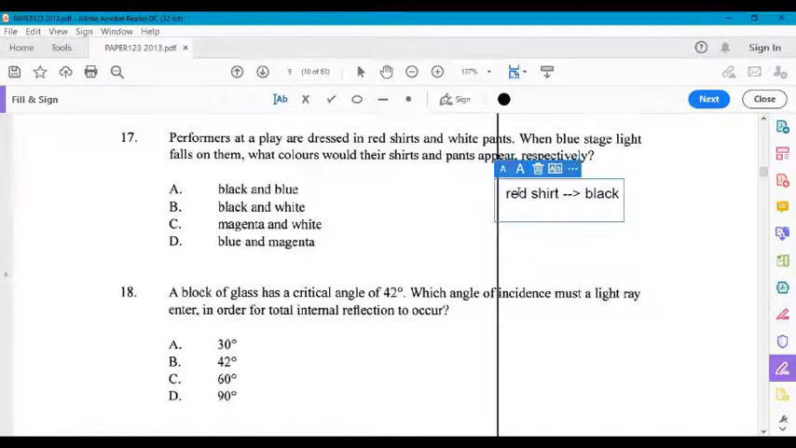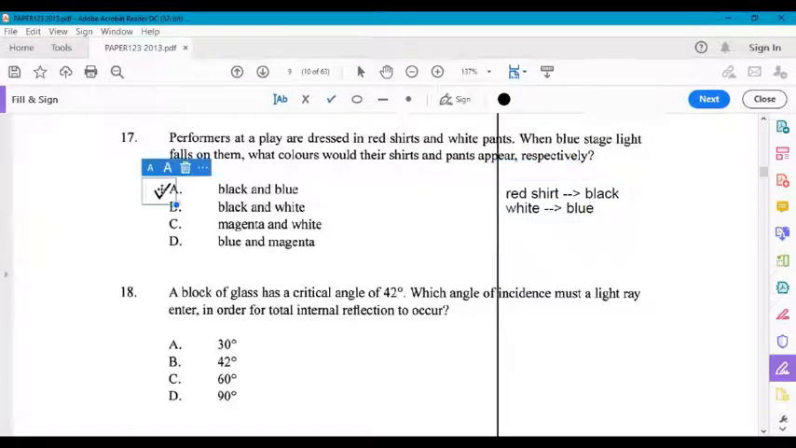White reflects everything. So a white object under blue light is going to look the color of that light. It's going to look blue. Okay? So red shirts will look black and white pants will look blue. So their shirts and pants, respectively, will be black and blue. So our answer is A.